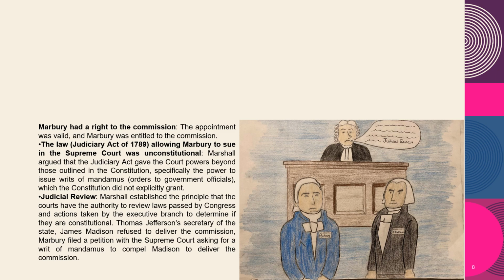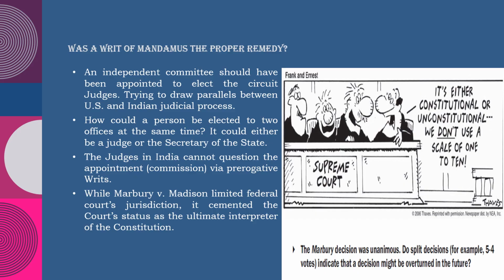So here it was held that he had a right to the commission, as the Judiciary Act gave the court powers beyond those outlined in the Constitution, specifically the power to issue a writ of mandamus, which the Constitution did not explicitly provide for. So was a writ of mandamus the proper remedy? An independent committee should have been appointed to elect the circuit judges.